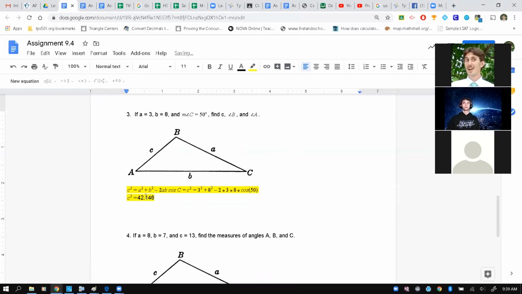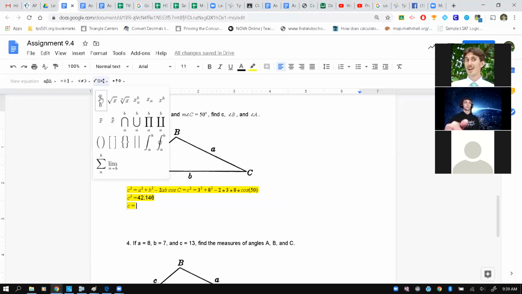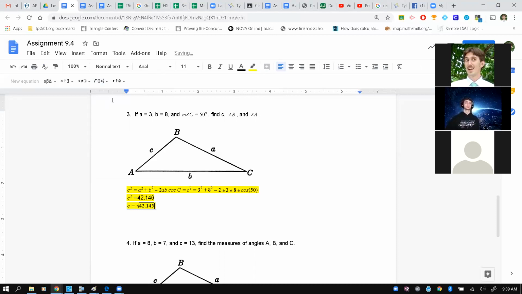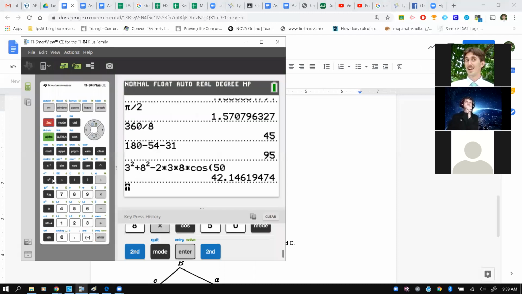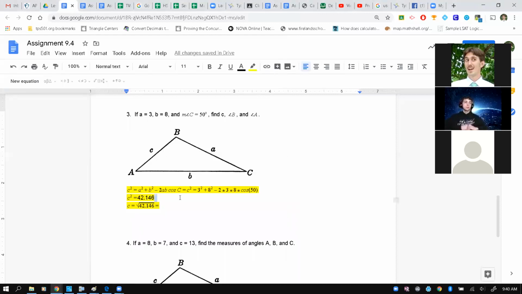Okay, and then to get C by itself, we have to get rid of the squared. So then we would say C is equal to the square root of that, which is 6.492.